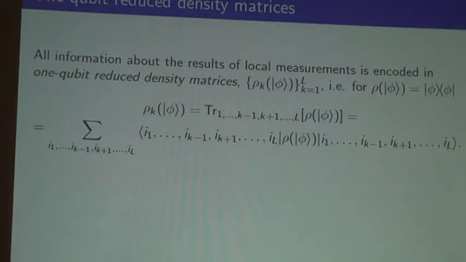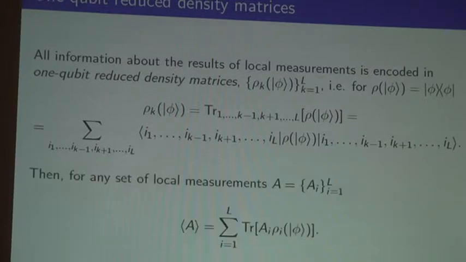The k-th reduced density matrix is formed by tracing out over the remaining subsystems, which can be denoted in this way. So the result of this operation is a matrix. We say that they have the information about the local measurements because the expected value of such a set of local measurements can be described by this formula.